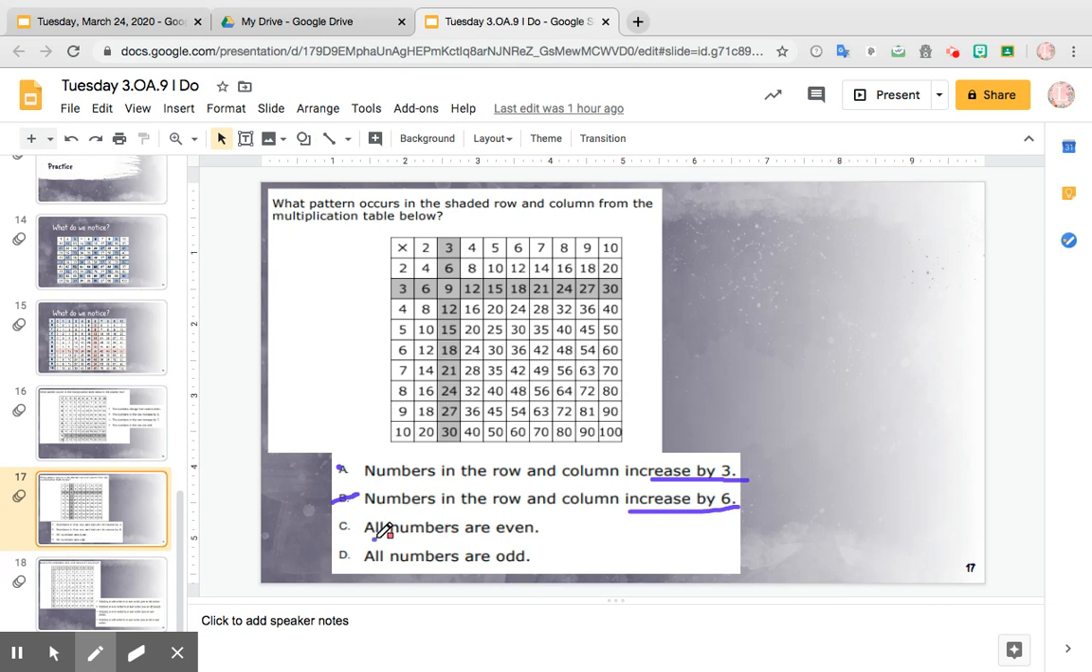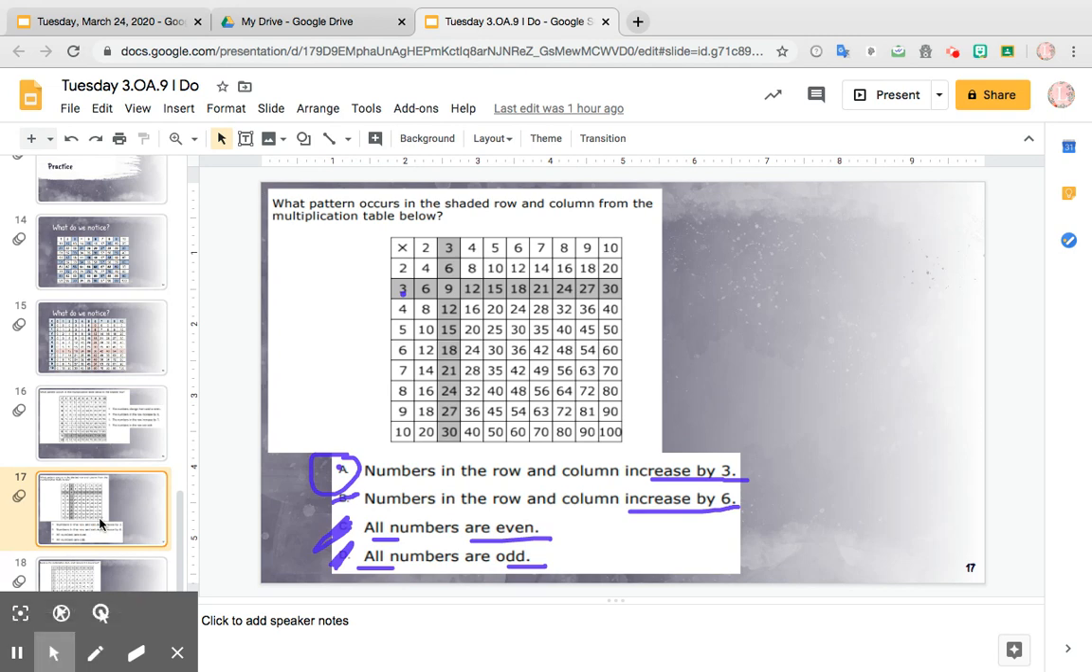C, all numbers are even. Let's see. 3 is not even. 3 is odd, so I don't even need to go further. C is not correct. D, all numbers are odd. Let's see. 3 is odd, so I agree. 6 is even, so that can't be true. So again, my answer in this one is A.